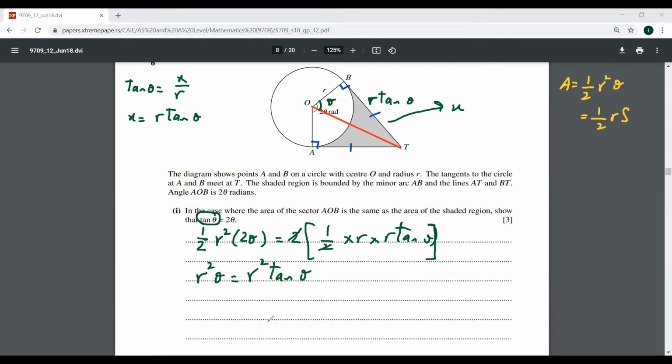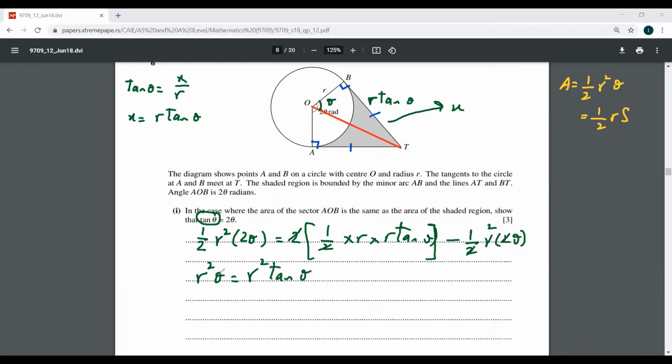Where did I go wrong, guys? This is half r square theta. Oh, I didn't write minus this half r square 2 theta, because we only have to put that equal to the shaded part. So for that, the total area minus this sector.